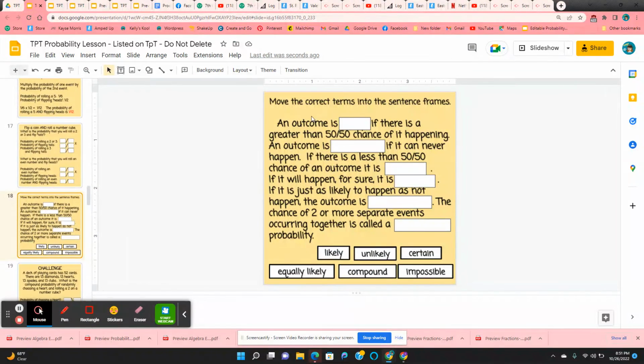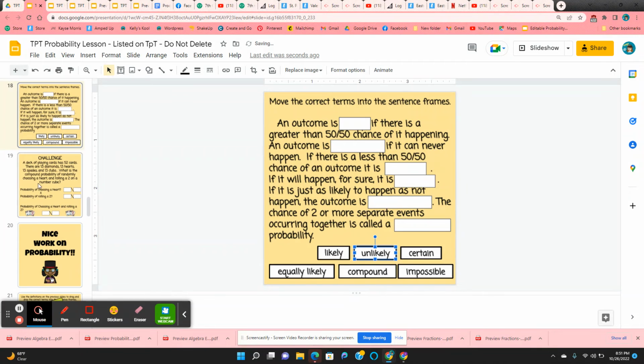One more slide with sentence frames. So they're going to, again, move these words from the bottom. So they just click and hold, move it into the correct place. And then a challenge problem for the students who need a little bit more.